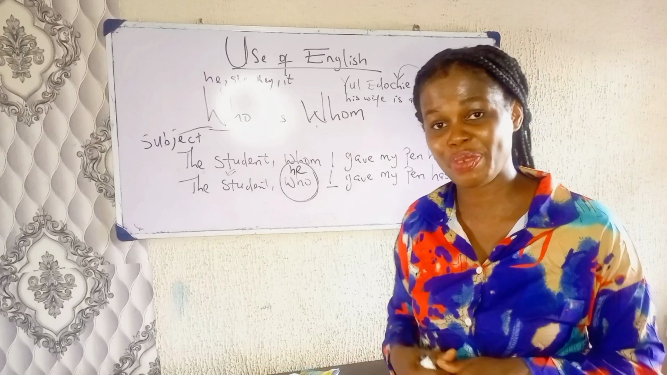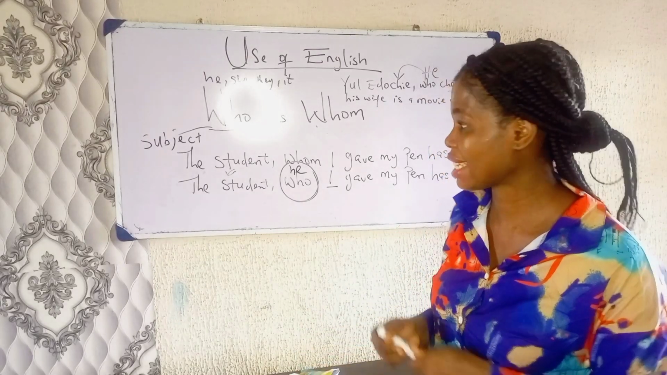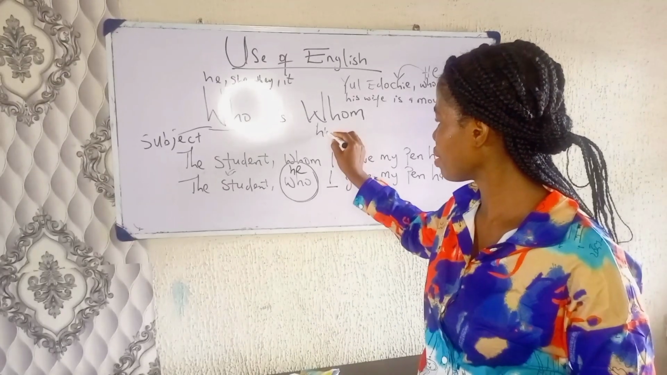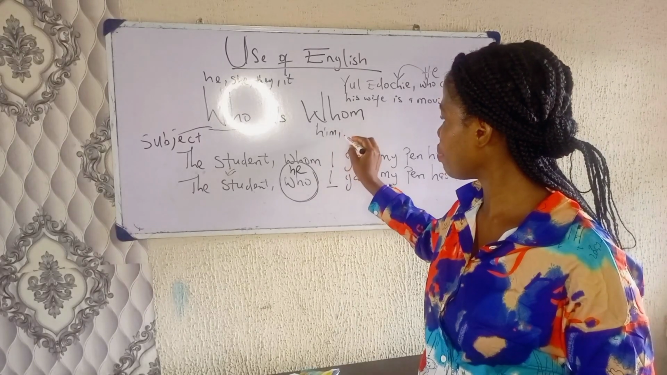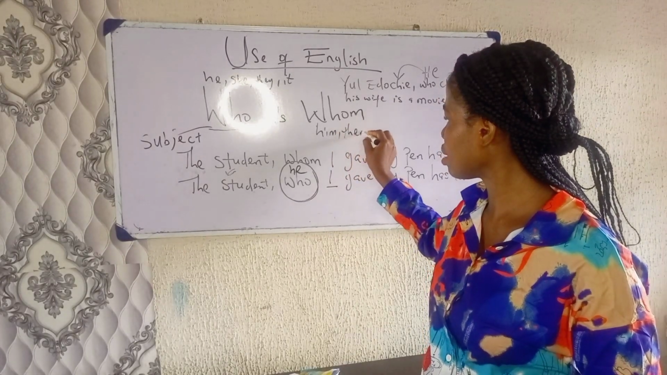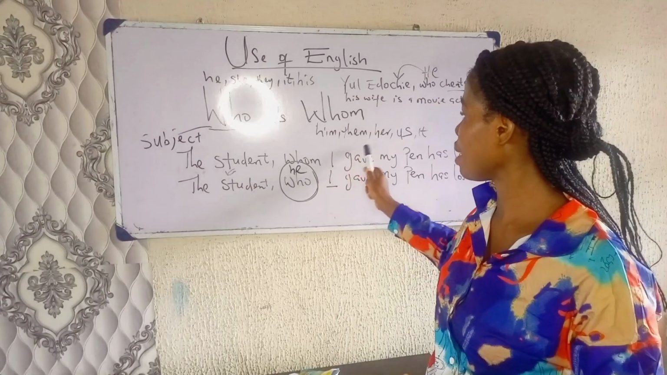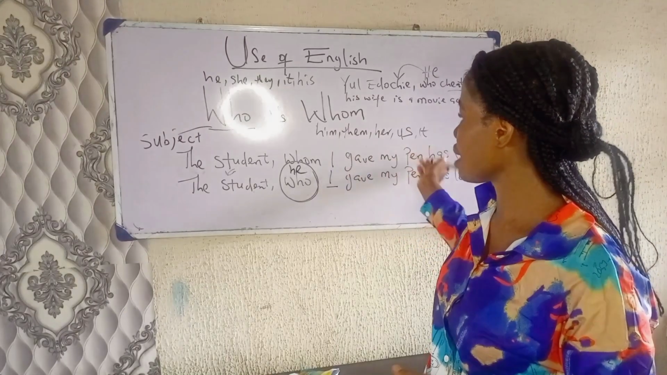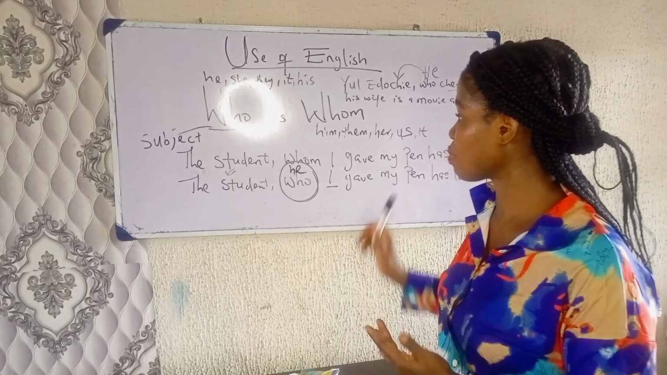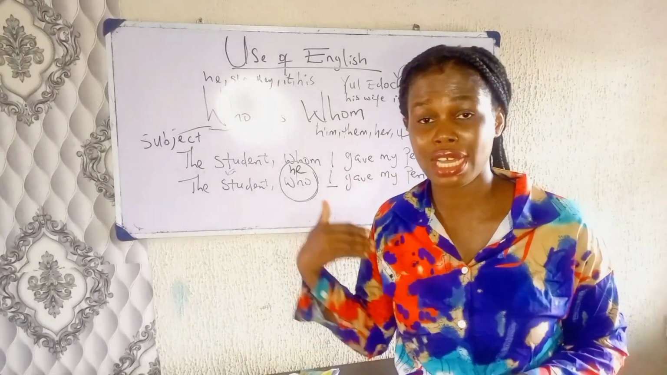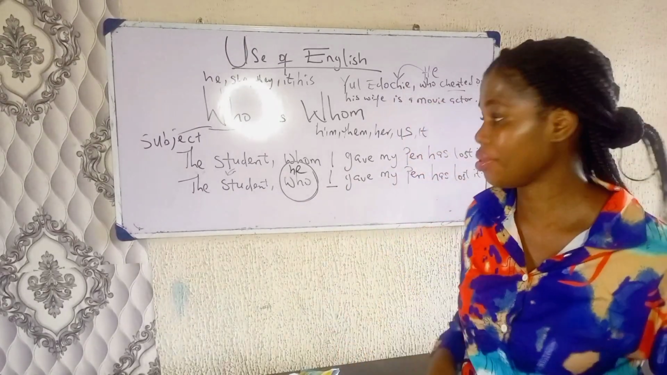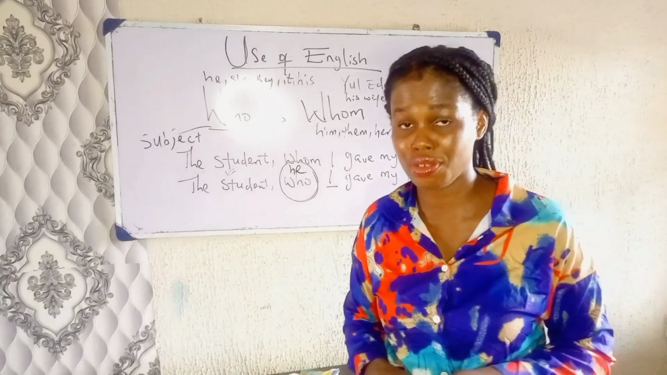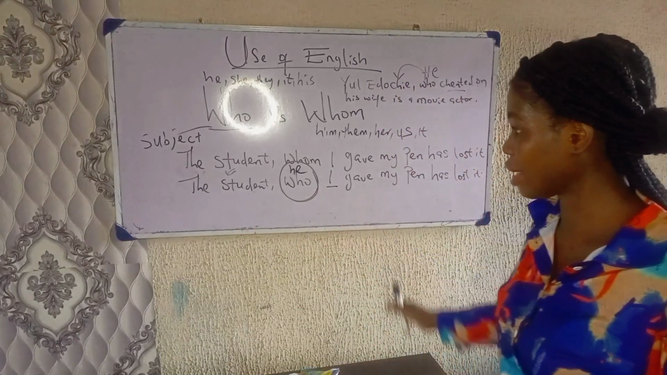And whom can be replaced with object personal pronouns like him, them, her, us, it. So if we're able to replace whom in a sentence with an object personal pronoun, then know that whom is correctly used. Now let's see this example again.